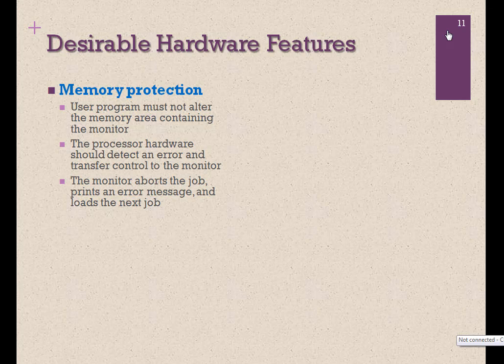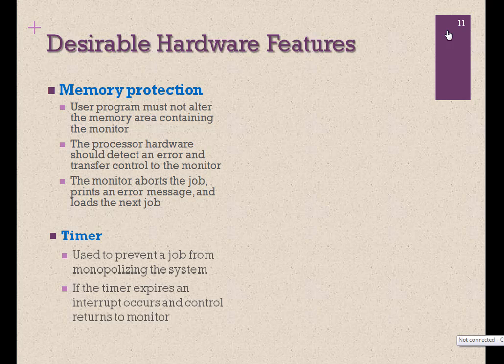Desirable hardware features include memory protection. User programs must not alter the memory containing the monitor. So the processor hardware should detect the error and transfer control to the monitor. The monitor aborts the job, prints an error message, and then loads the next job.